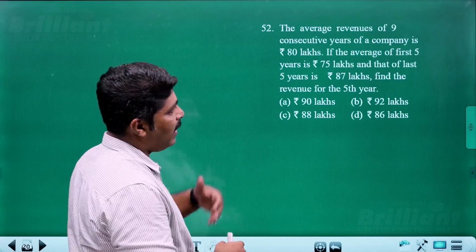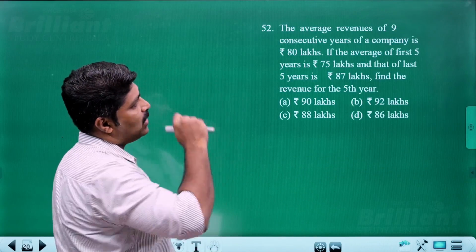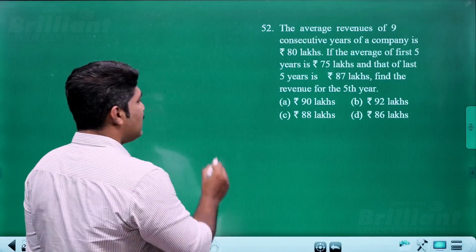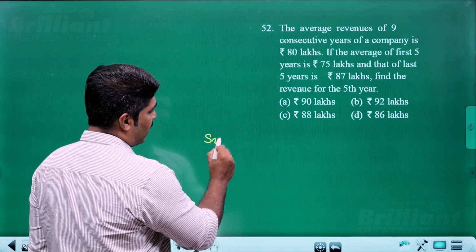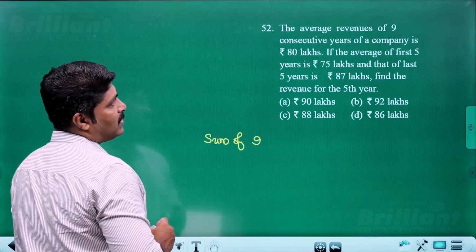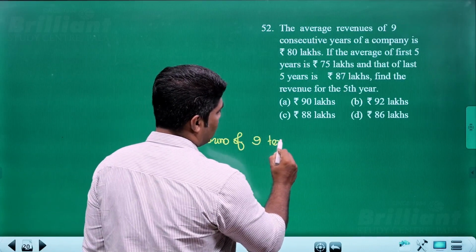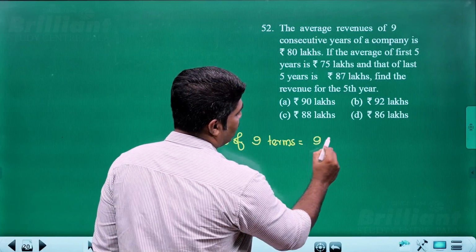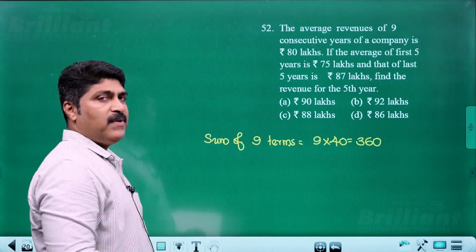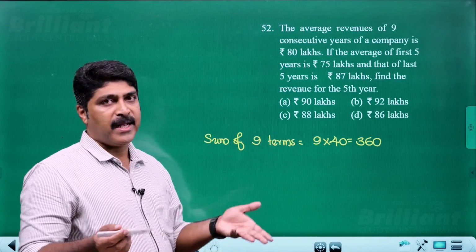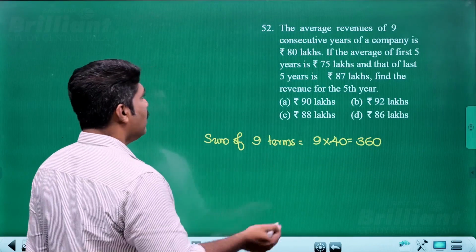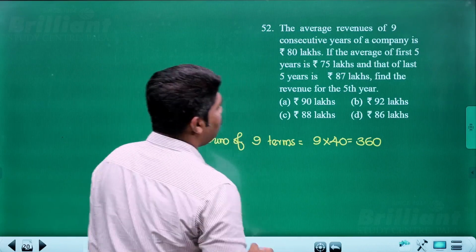Whenever we think about the actual average of these 9 terms, that is 80, it is given. Therefore, the sum of 9 terms, meaning the revenues, is 9 into 80, which is equal to 720 lakhs. We just consider the numerical part; you don't need to bother about the units at this step. The second one, the sum of the first 5 observations.